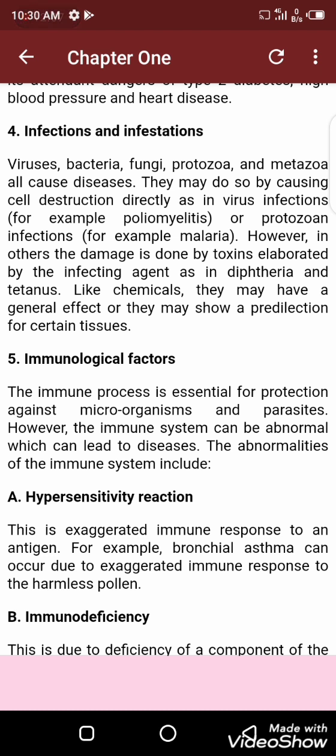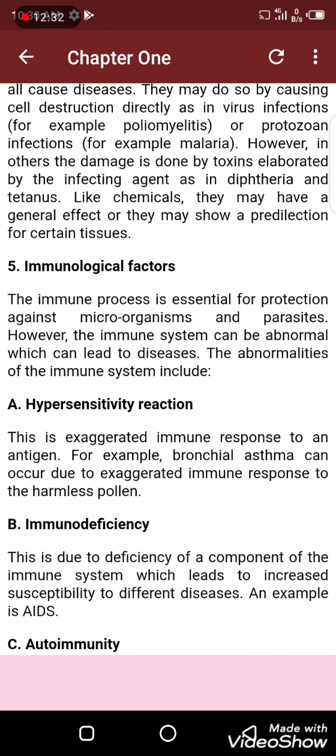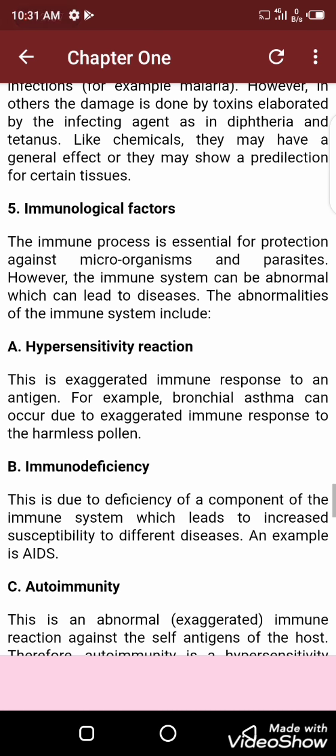They may do so by causing cell destruction directly, as in virus infection, for example poliomyelitis, or protozoan infection, for example malaria. However, in others, the damage is done by toxins elaborated by the infecting agent, as in diphtheria and tetanus. They may have a general effect or they may show a predilection for certain tissues. Immunological factors. The immune process is essential for protection against microorganisms and parasites.